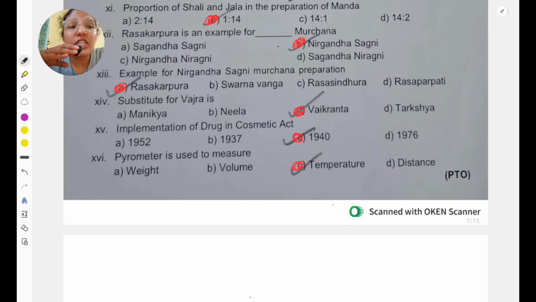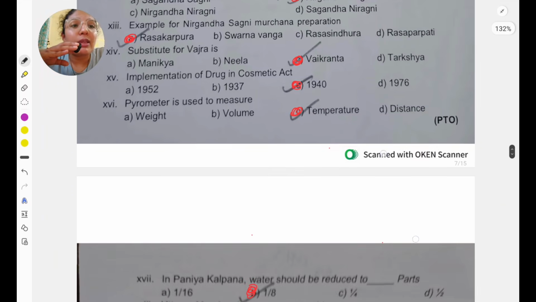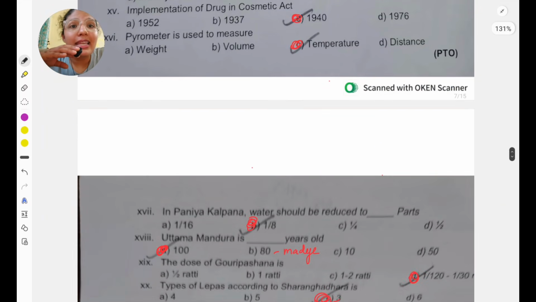Okay, the substitute for Vajra is Vaikranta. Similarly, the substitute of Swarna is Swarna Makshika. The Drugs and Cosmetics Act was implemented in 1940 and the Drugs and Cosmetics Rules in 1945. Don't forget this important information. A pyrometer is used to measure temperature.